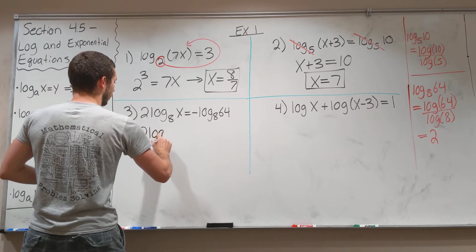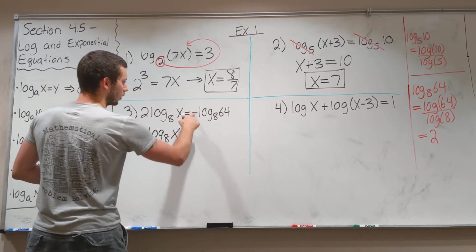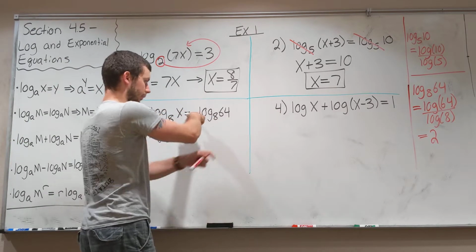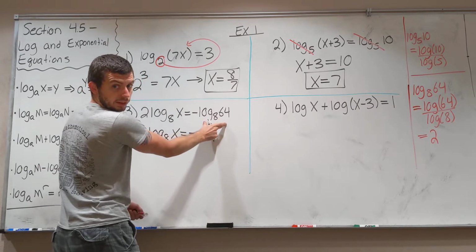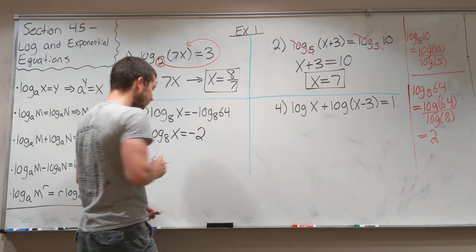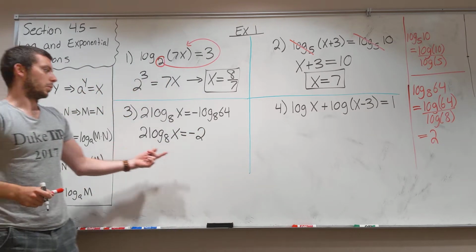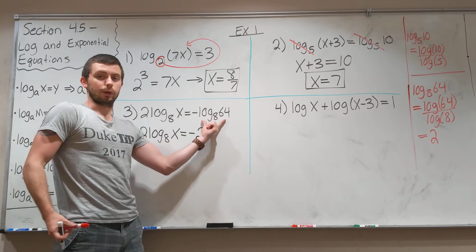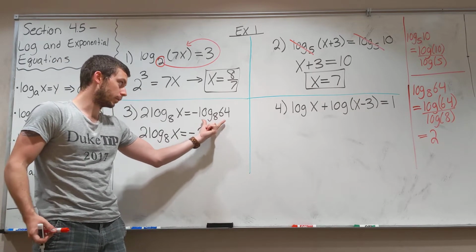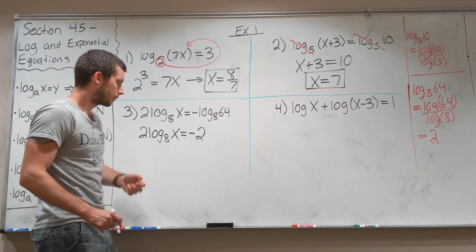So that's 2 log base 8 of x. Remember, we didn't have the negative sign over there, so we'll put it, negative drops down. Log base 8 of 64 is 2. And so notice the problem simplifies very nicely because we observed a situation where we can simplify the logarithm.